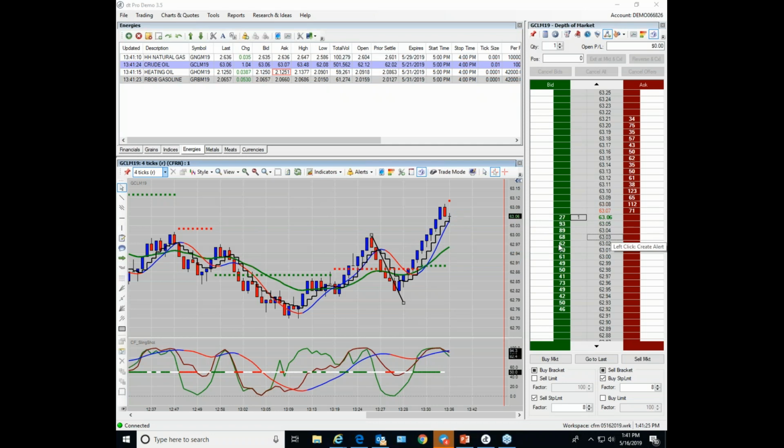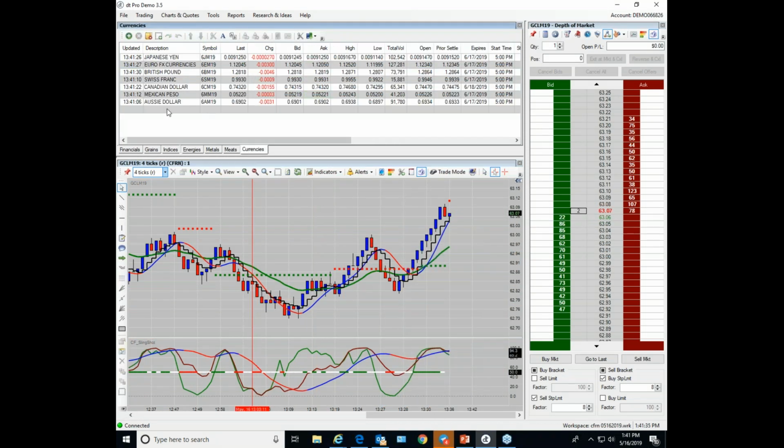So while that's doing that, let's not stare at the crude for the rest of the time. Let's look at some other markets. I'm going to go to the currencies.